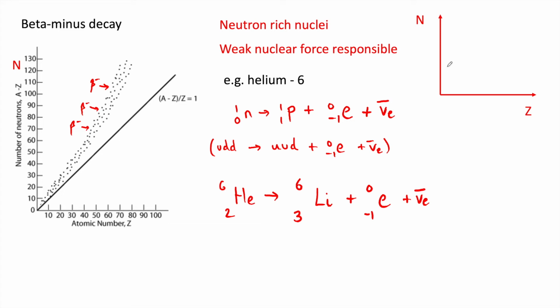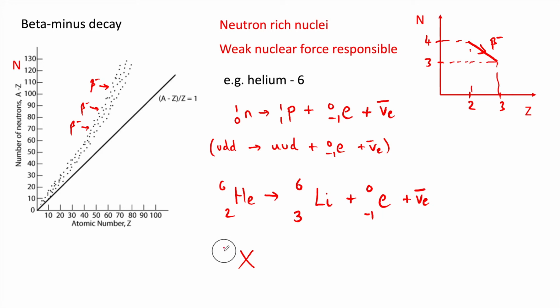And we can also show it on this graph here, because we started with 4 neutrons, we started with 2 protons, we went to 3 protons, and we went to 3 neutrons. The neutrons went down by 1, the protons went up by 1, and you can see it moves that way, which you can see in that diagram there. So that is beta minus decay.